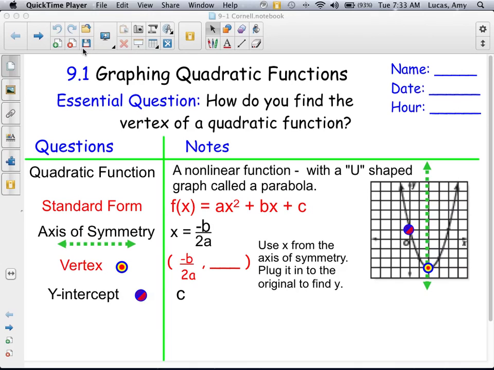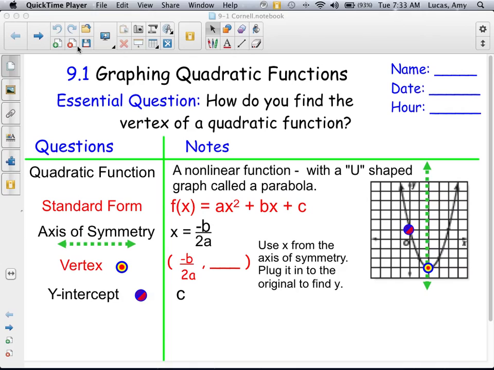The axis of symmetry is the green dashed line in the picture, and it represents a symmetry line for the parabola. It splits the parabola in half, where the right and left-hand sides are mirror images of each other. The vertex is that colorful bullseye point on the picture. To find that vertex point, you take the value for x from the axis of symmetry and plug it into your original quadratic to solve for y.